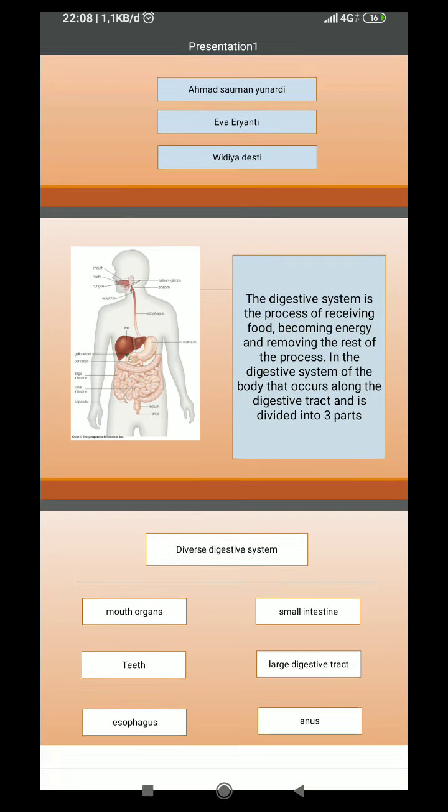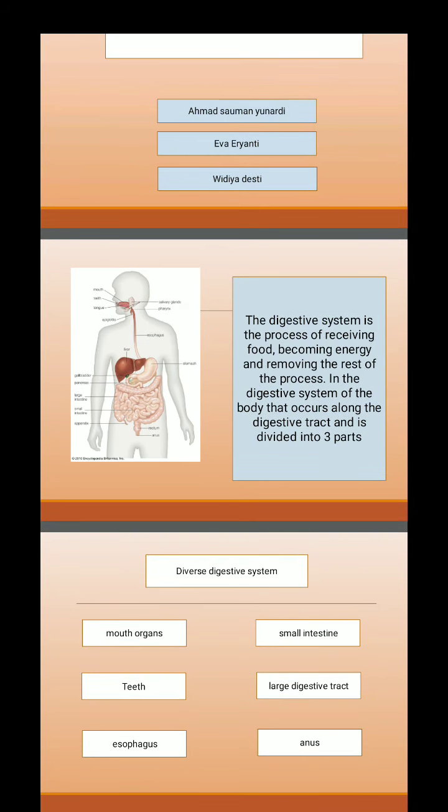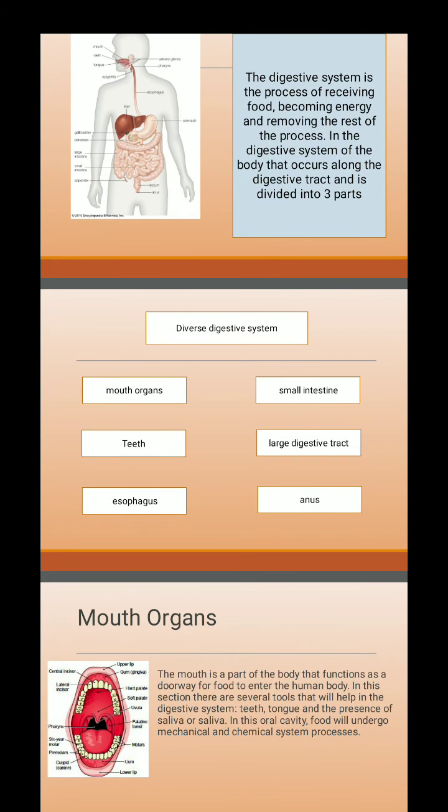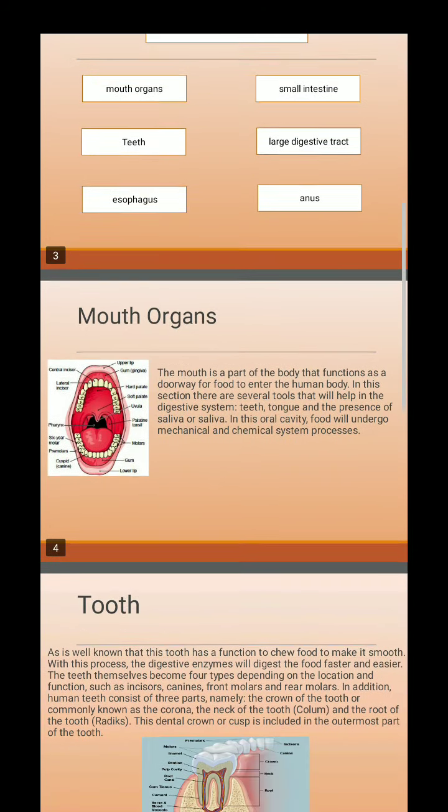Alright, the digestive system is the process of receiving food, becoming energy, and removing the rest of the process. The digestive system of the body occurs along the digestive tract and is divided into three parts. First is mouth organs, and then teeth, esophagus, small intestine, large digestive tract, and anus.